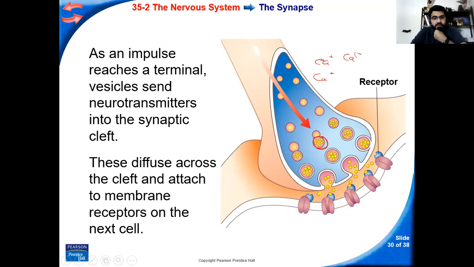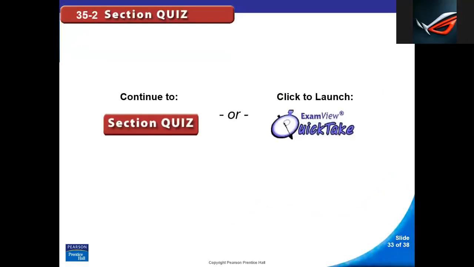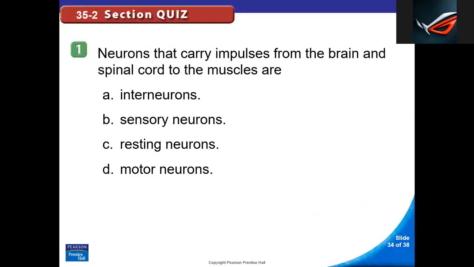These diffuse across, we said this. Okay, explained. Right. Let's go to the quiz. Very quickly, who can answer this?